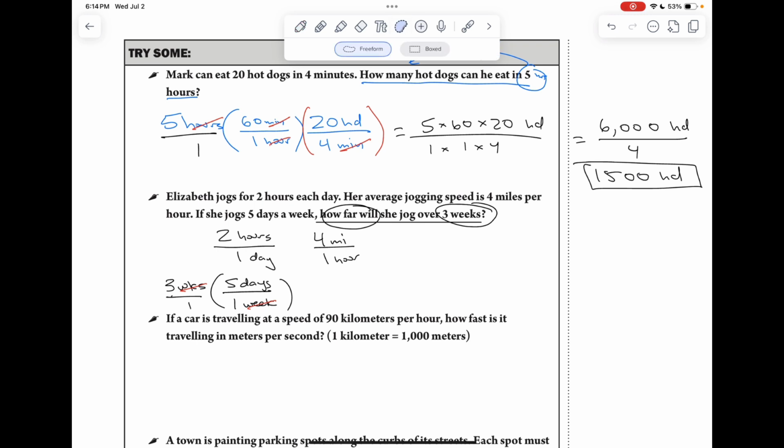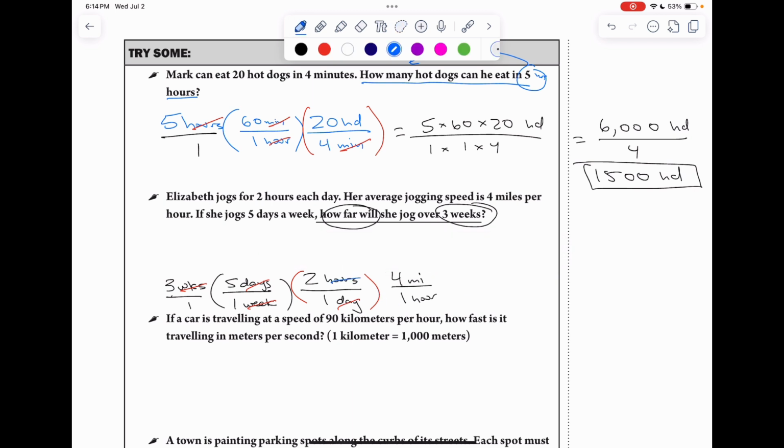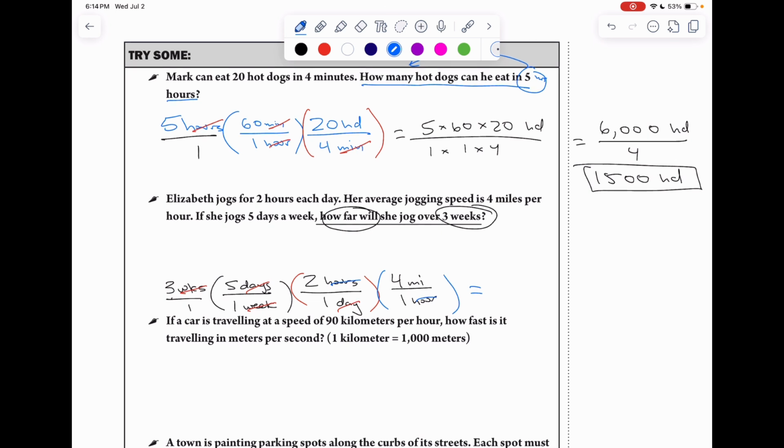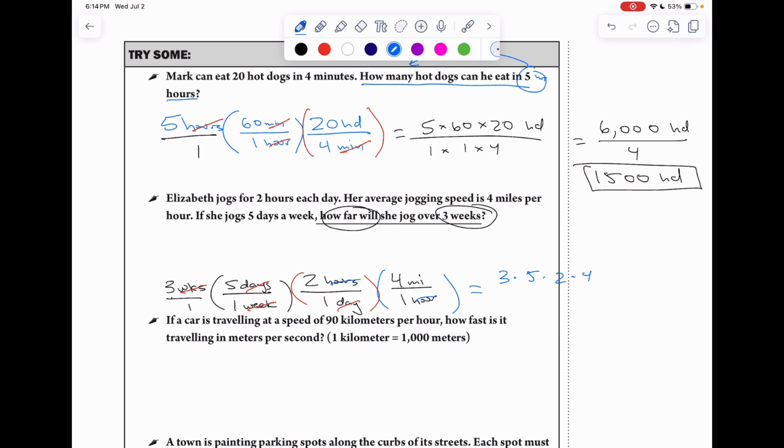I wanted how far, so let me grab my conversion factor that has days in it and move that over here. Let's multiply them together. We'll cancel out our days, and we'll be left with hours. I didn't want hours. I wanted miles, so let's take my conversion factor that has miles. Let's pop it in right there. And we'll say, oh, our hours cancel out. And we'll be left with multiplying our numerators together. 3 times 5 times 2 times 4 miles over 1 times 1 times 1 times 1. Well, that's just 1.